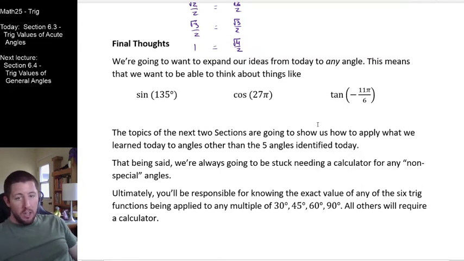our non-special angles. It turns out all 3 of these are special angles that you're going to be able to compute the exact value of by just next class. So ultimately, you will be responsible for knowing the exact value of any of the 6 trig functions being applied to any multiple of our special angles that we saw today. But all the other ones are going to require a calculator.